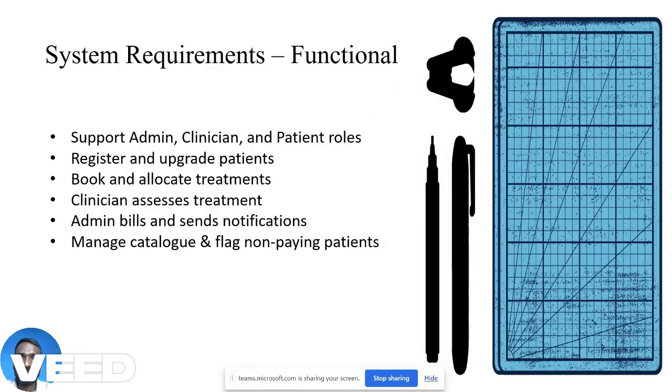Functional requirements. We have several functional requirements. The system needs to support three types of users: administrators, clinicians, and patients. A patient can register or upgrade from walk-in to registered. A registered patient can log in and book an appointment. An administrator can assign a patient to a clinician and generate bills. A clinician can update treatment detail and mark treatment assessed.